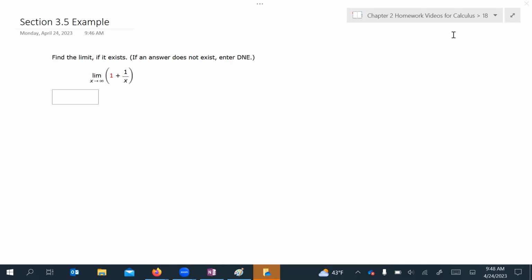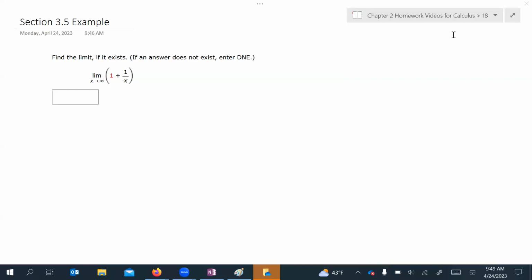So for this section, if you are in my hybrid class, this is example 18, 19, and possibly 20. We'll see how far we get from the practice problem reviews.